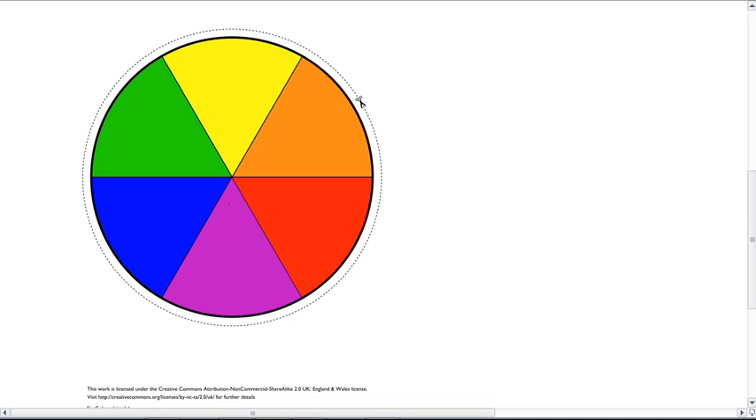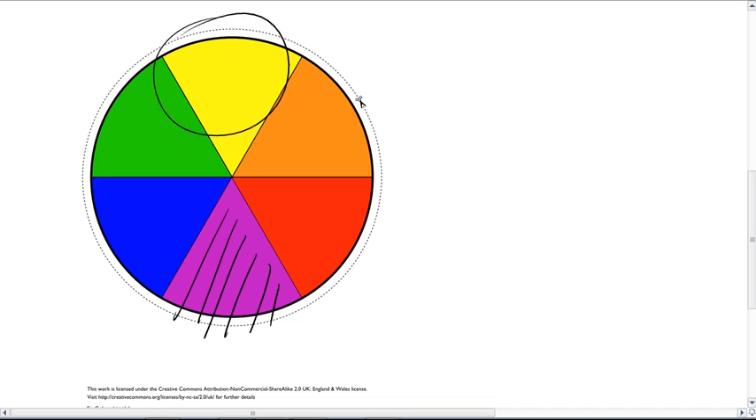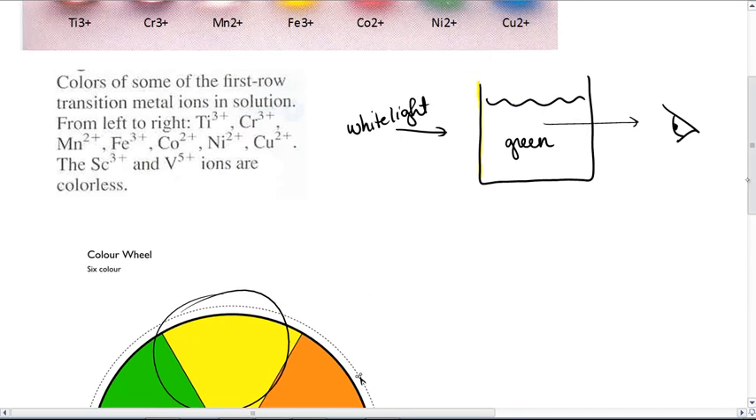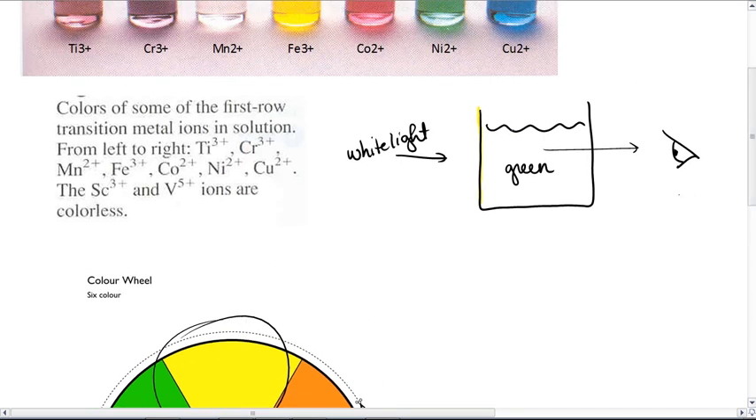But what happens is, if I have white light, but I remove one of the colors, say I remove purple in my white light, what will I see? Yellow. Why? Because the red and the green still cancel each other out. And the blue and the orange still cancel each other out. But what doesn't get canceled? Yellow.